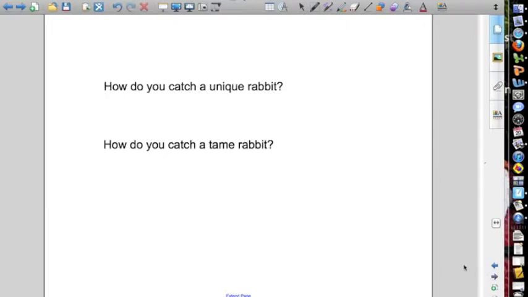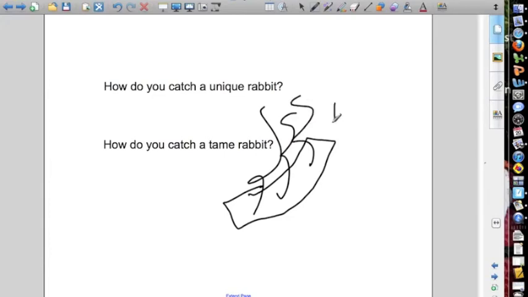Let me leave you with this little joke that I've heard before. How do you catch a unique rabbit? You sneak up on him. How do you catch a tame rabbit? The tame way. Remember, kids, as Christmas approaches, ask for the gift that keeps on giving, and the gift that keeps on giving? Bacon. Have a great night.